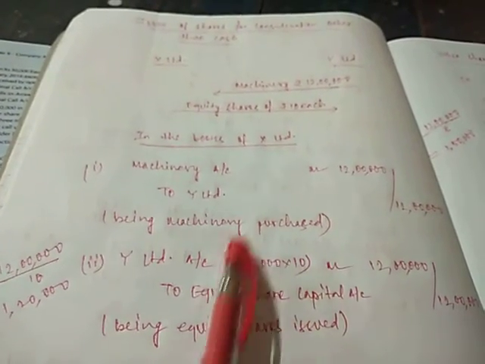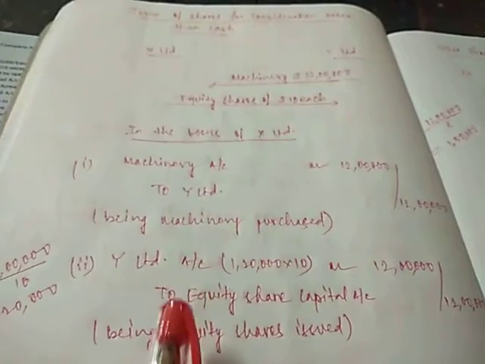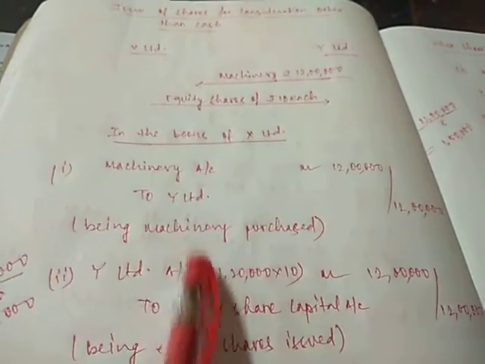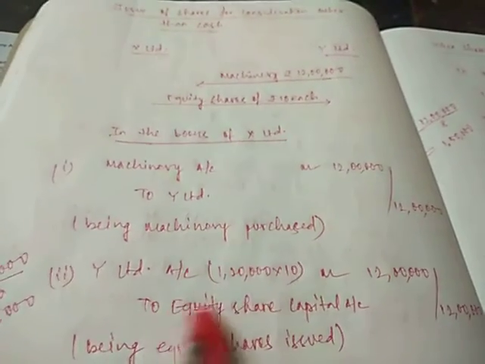So these are the two entries that you need to make in the books of X Limited. First one is machinery to Y Limited, and the second one is Y Limited to equity share capital.